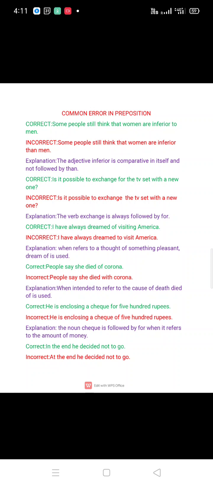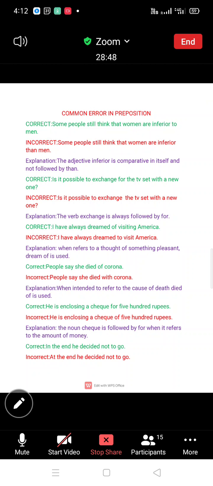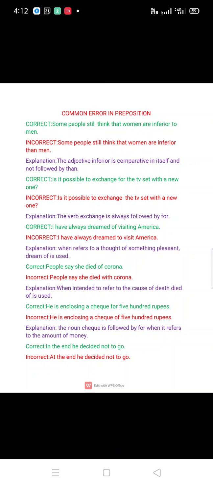Generally, when we are using comparative degree, we use than, right? But here, inferior, superior, these adjectives are comparative in themselves, so than is not required. Okay, you can use to, inferior to, superior to. Okay, this is a very common mistake, so you should not do it. Always try to use correct sentences. Okay, it will create a good impression, so always try to use correct sentences. These are very common mistakes.